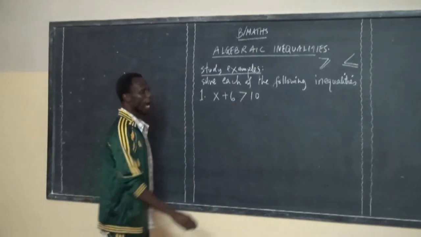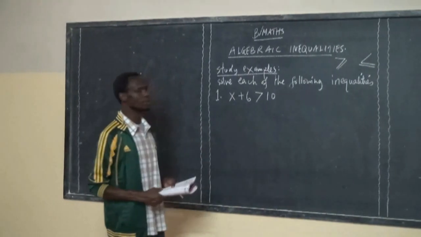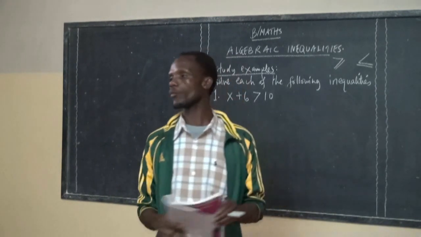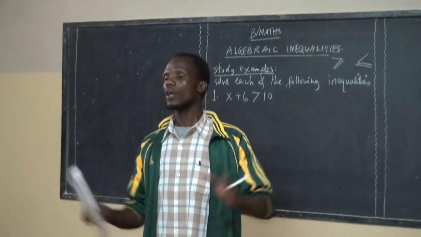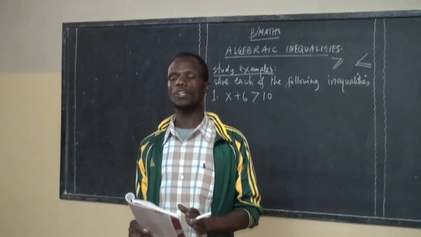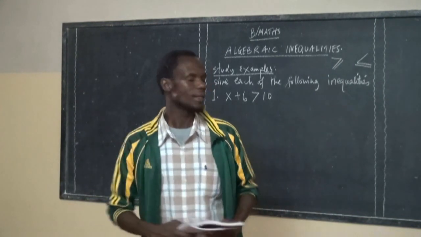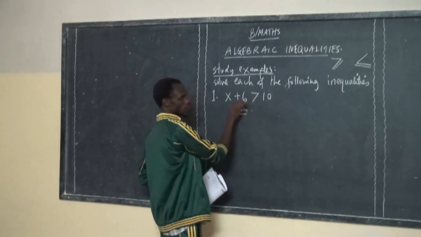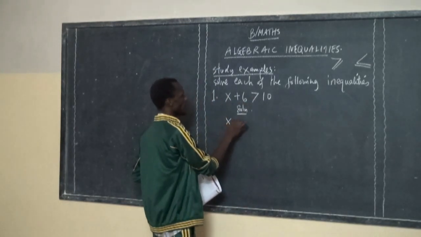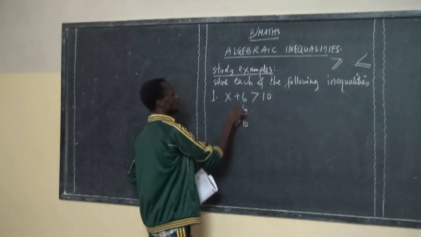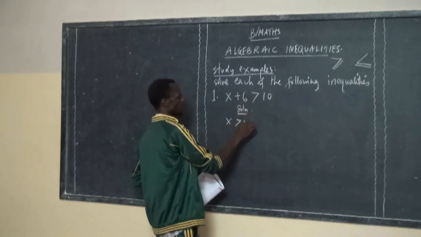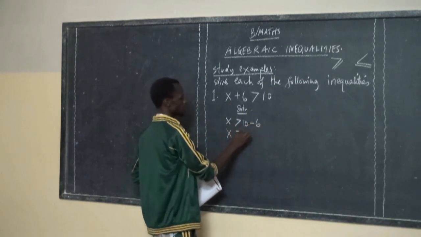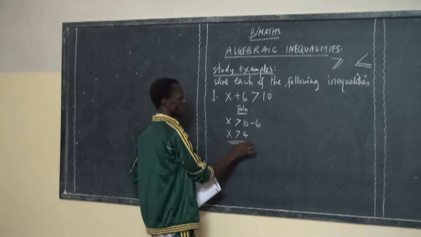Now, an example: we have x plus 6 is greater than 10. Solving an algebraic inequality is just like solving algebraic equations. You only collect the like terms. Now this is positive 6. We have x greater than 10. We take this positive 6 to the other side and it becomes negative 6. Then x is greater than 10 minus 6, which is 4. Then x is greater than 4.